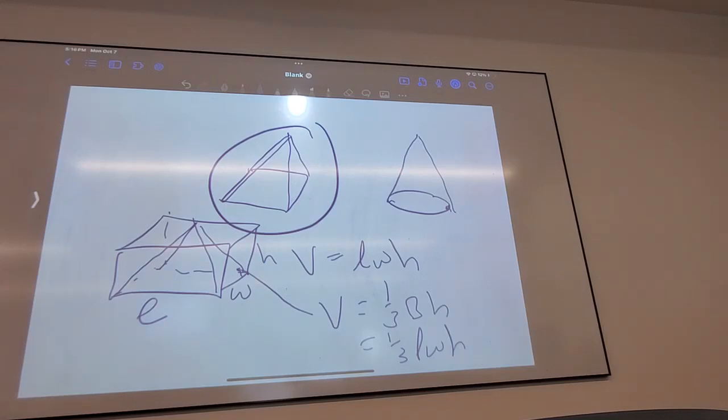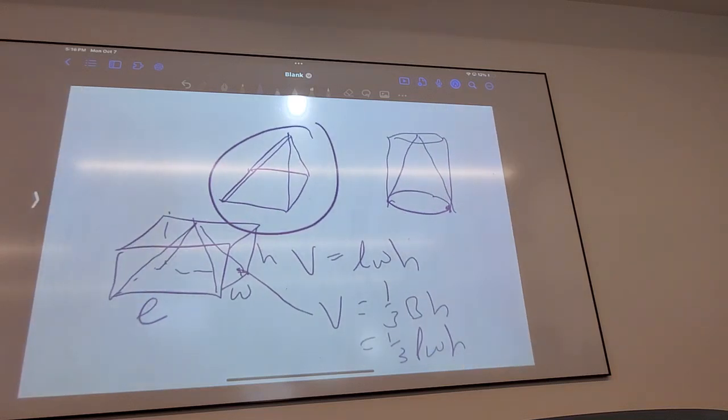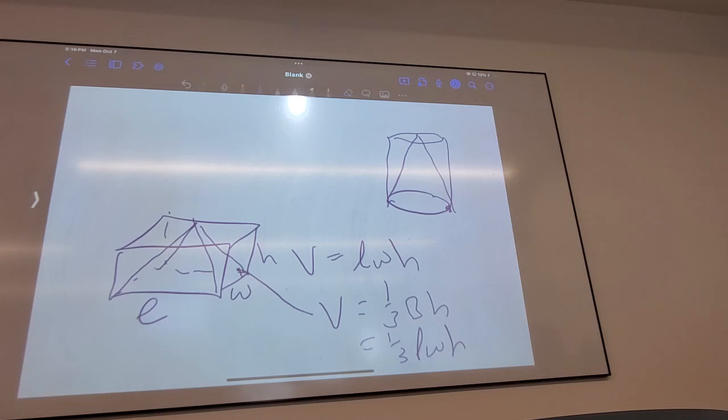All right, so what about a cone? Do you see how a cone is chopped out of a cylinder? I can chop a cone from a cylinder, yes? Does anyone know the formula for the volume of a cylinder? It's like pi r squared times h.